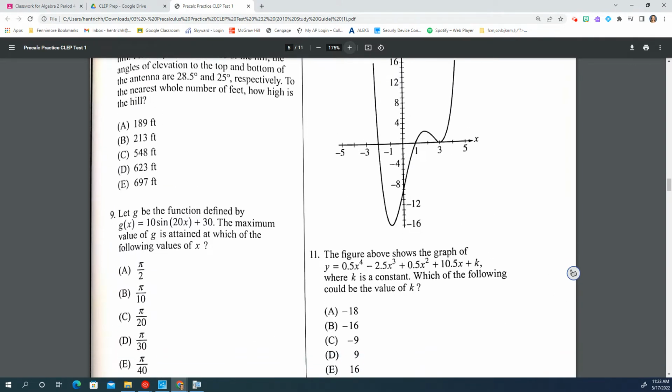This question looks complicated and it's not bad. It's C, because that's where the y-intercept is. You're given this big long polynomial equation, degree 4, positive leading coefficient. We can tell by the end behavior as well. And it's just asking what possible value k could be, where k is your constant here. That would be my y-intercept. Which one of these looks like it could be the y-intercept? -9.